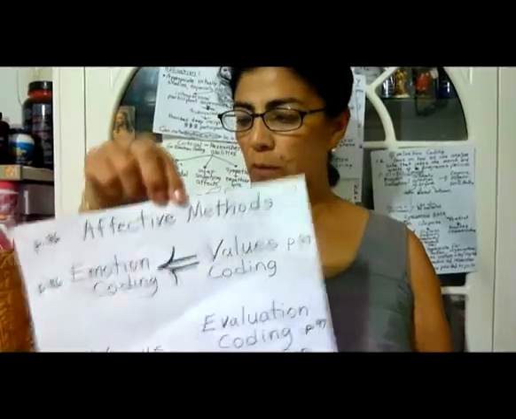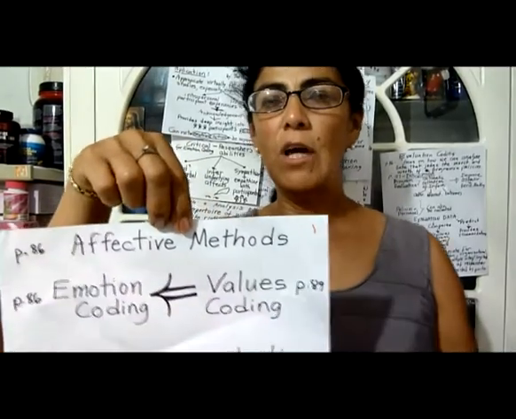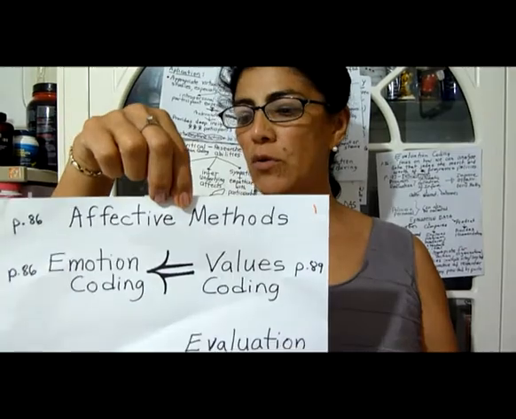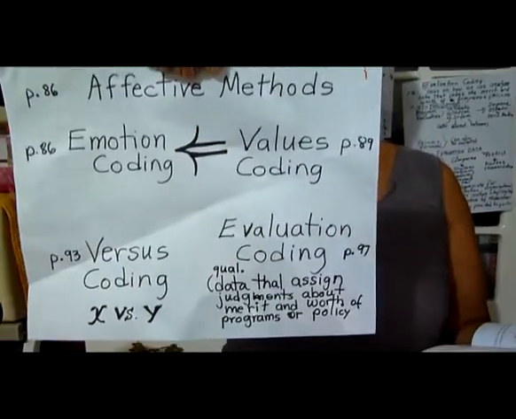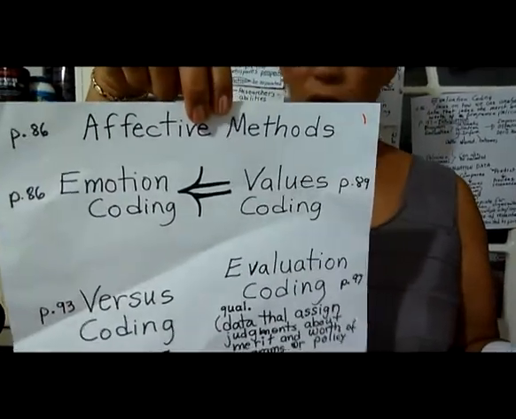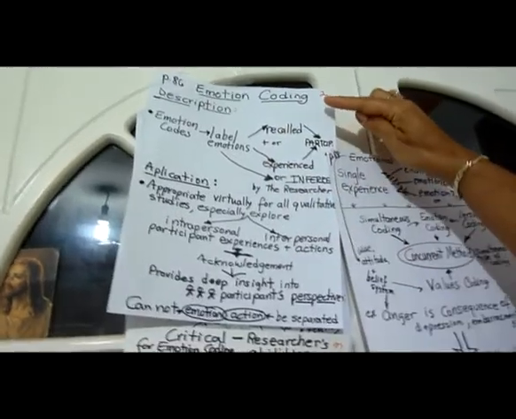I'm going to share with you the information related to the affective methods type of coding. There are 4 types of coding: the emotion coding, the value coding, the versus coding, and the evaluation coding. The first 2 are highly related, and we'll talk about that in a little bit. On page 86, you'll find the information about emotion coding.